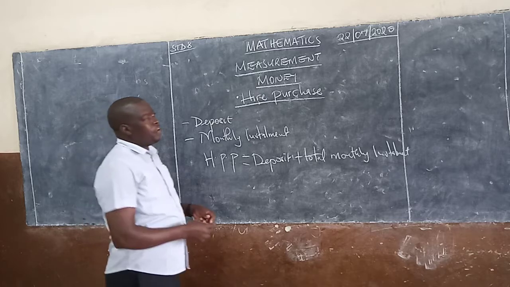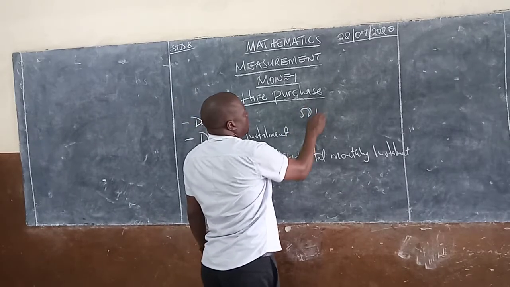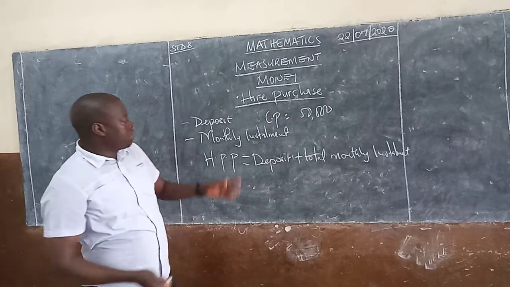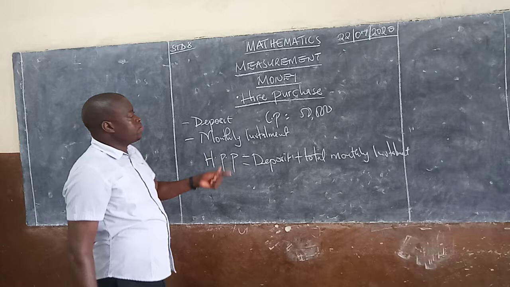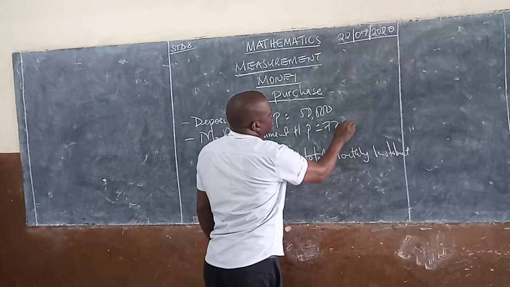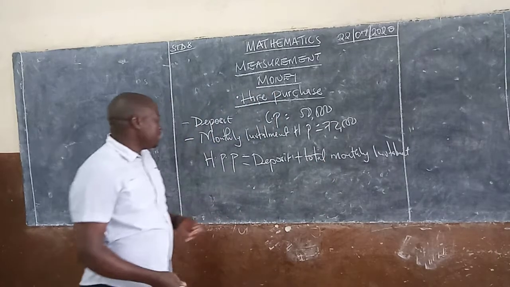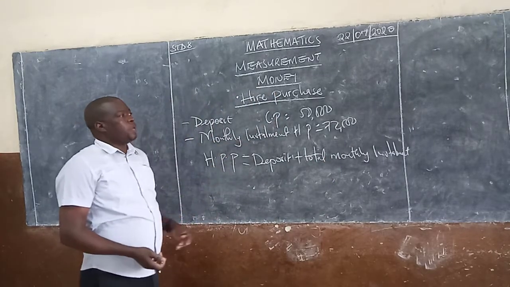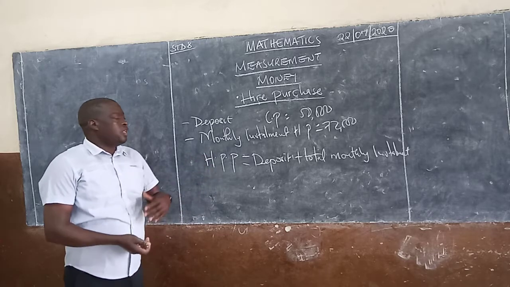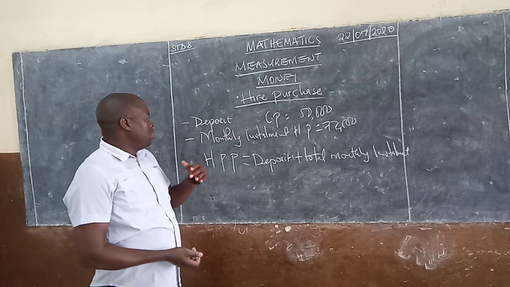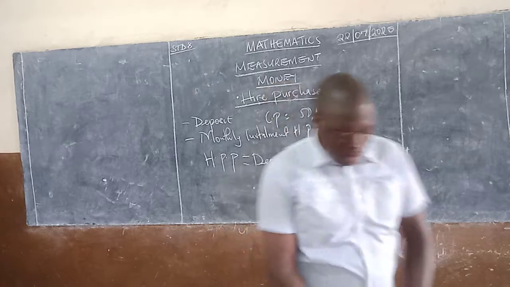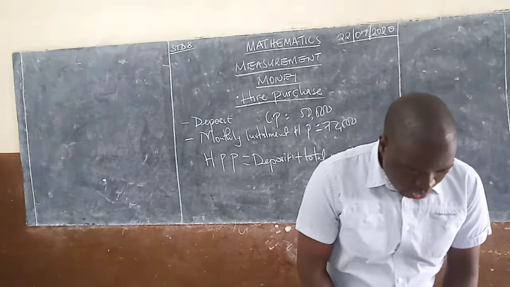We need to know the hire purchase price is more than the cash price. For example, if the item costs 50,000 as the cash price, if we use the hire purchase method, it will be more than that. We will find that the HP price will be around, let's say, 72,000. So the hire purchase price is more than the cash price, but the difference is that you pay for the item slowly, in terms of installments. Let me take you through examples and see how we can go about this.